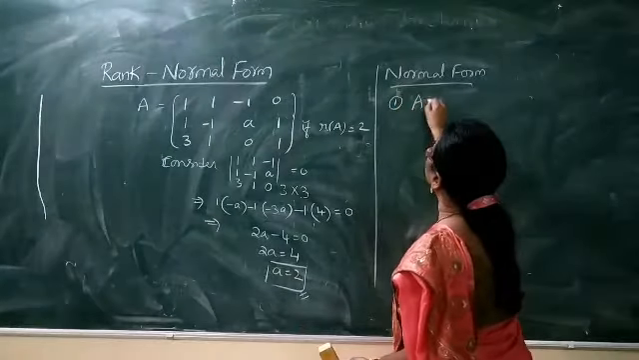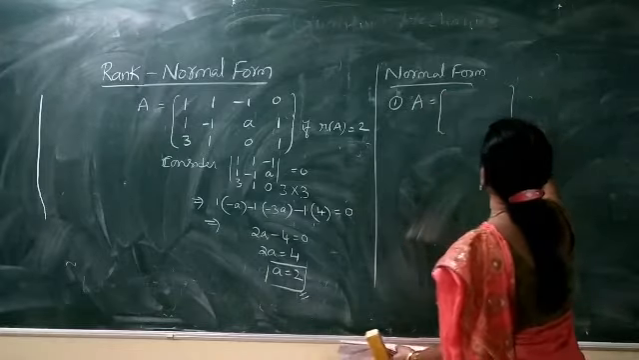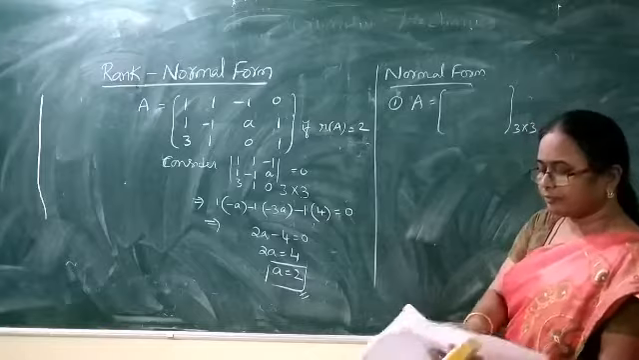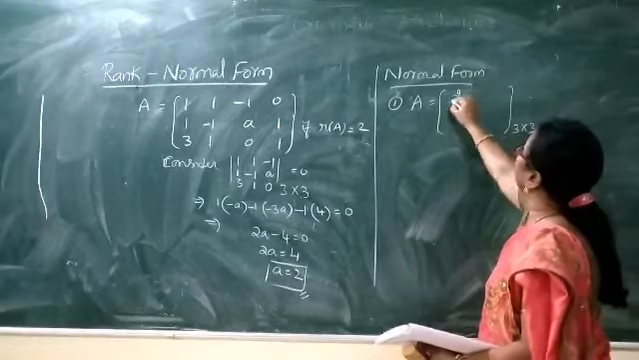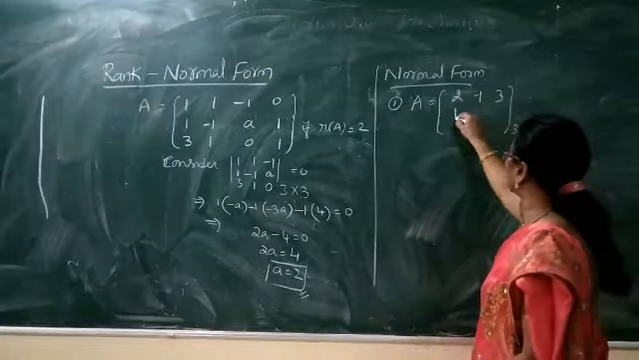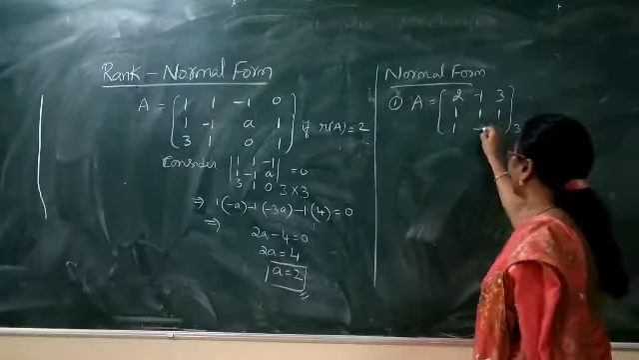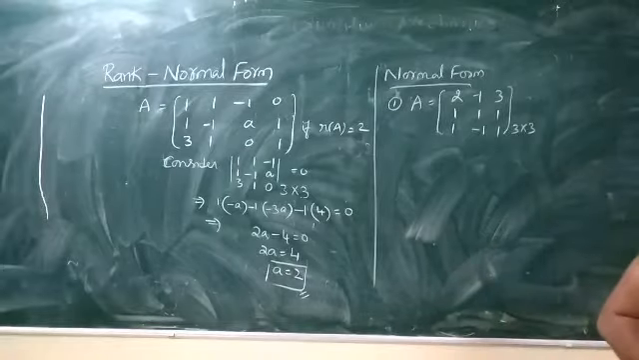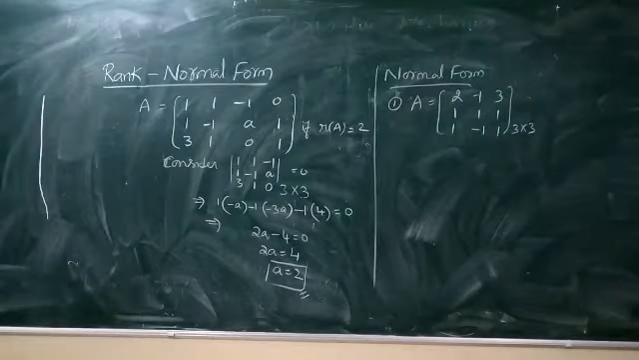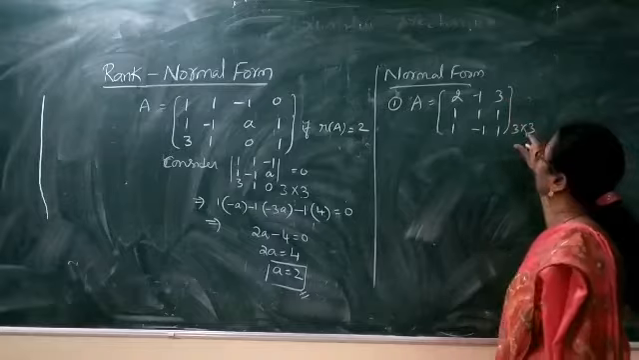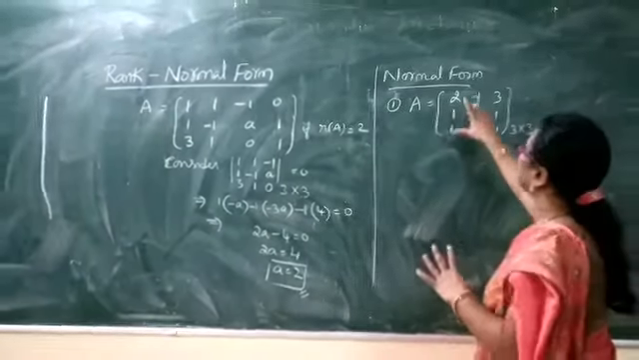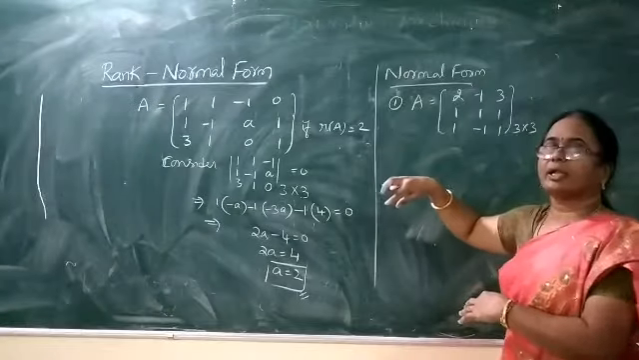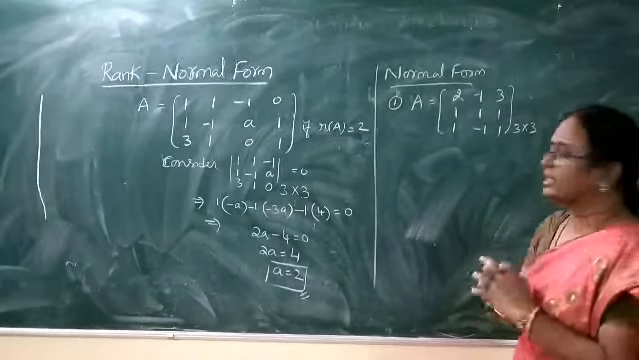Suppose we are given the matrix A, let us choose a simple 3 by 3 matrix. Suppose that the first row of the matrix is 2, minus 1, 3. Second row is 1, 1, 1. Third row is 1, minus 1, 1. Because we are given a 3 by 3 matrix, right? And now let us see the process of reducing this matrix to the normal form, thereby getting the rank of the matrix. I will explain the method first.